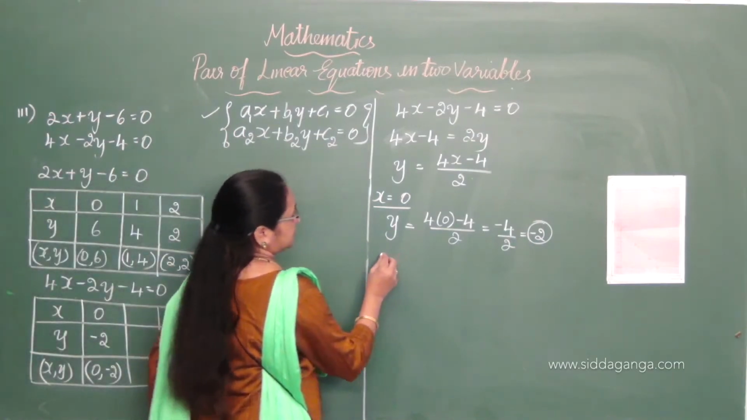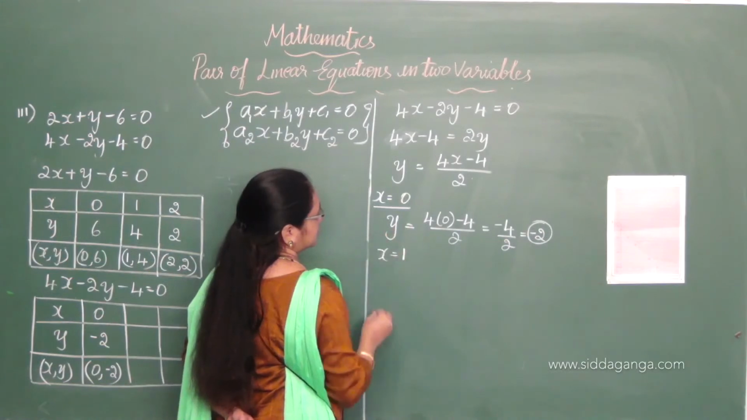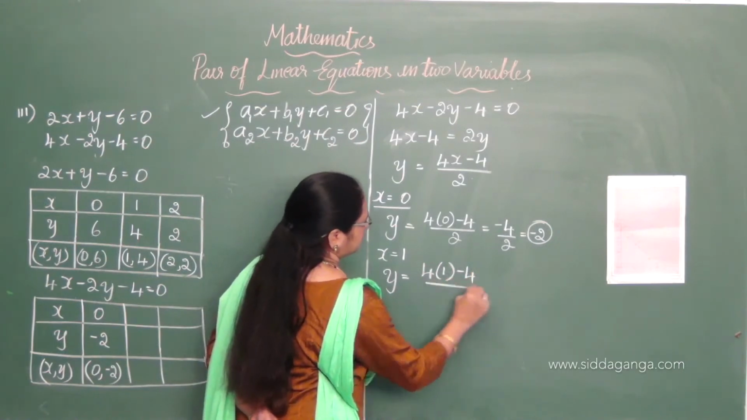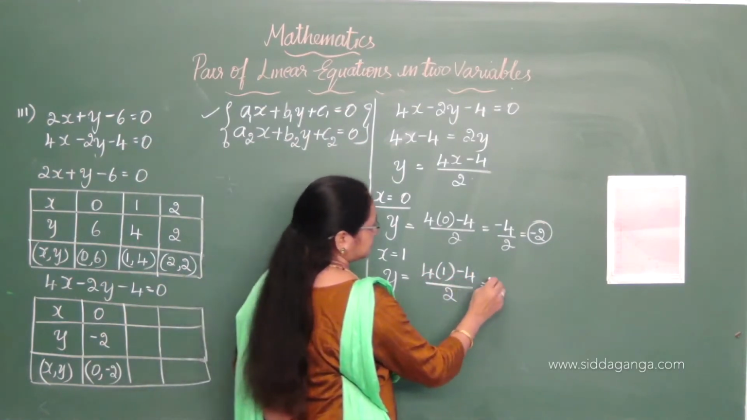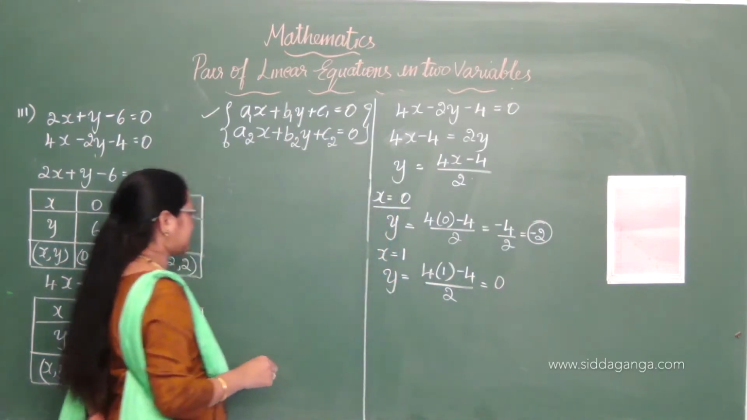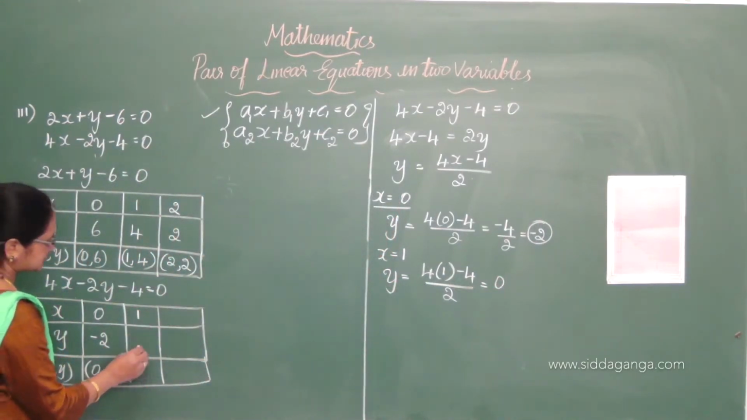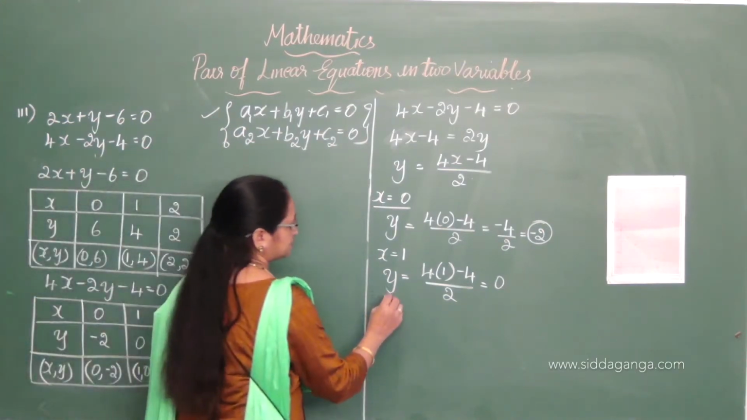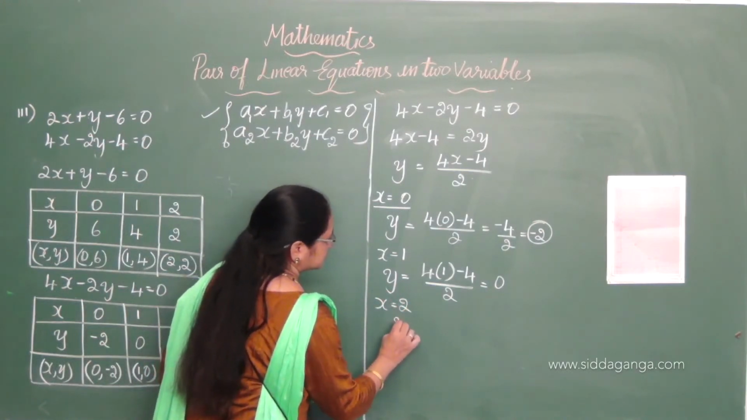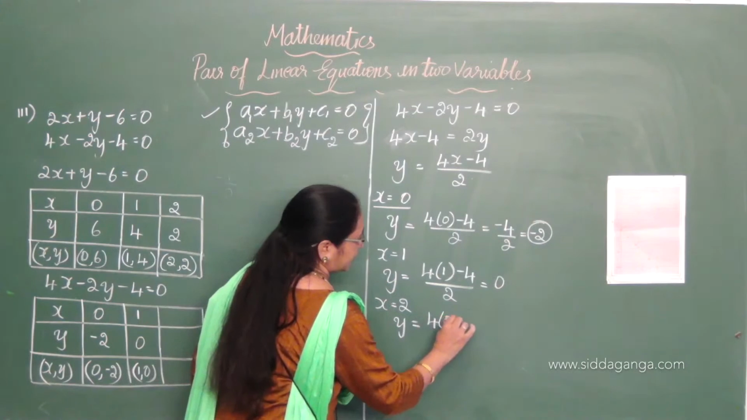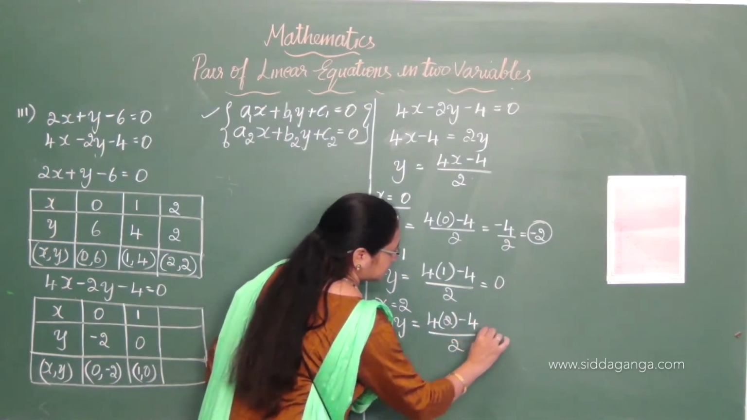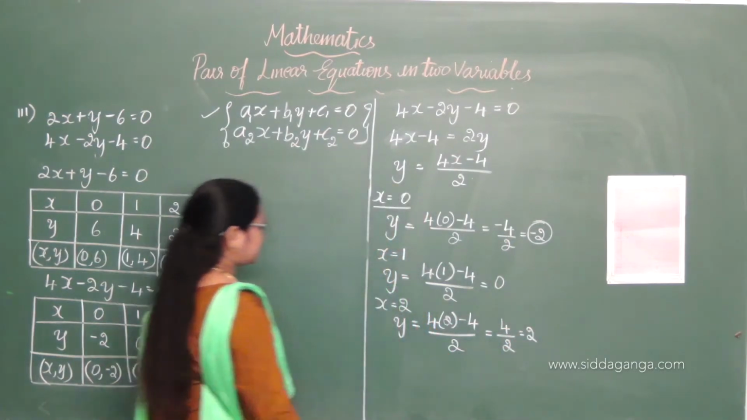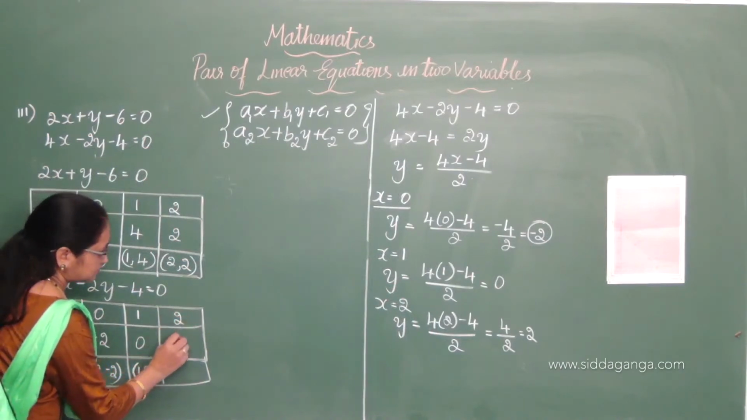Next, x you can take it as 1. When you take 1, 4 into 1 minus 4 divided by 2. Now 4 minus 4 is 0. 0 by 2 is 0. So when x is 1, y is 0. So one more you can take, x is equal to 2. So y is equal to 4 2s are 8. 8 minus 4 is 4 divided by 2 is 2. So when x is 2, y is also 2.